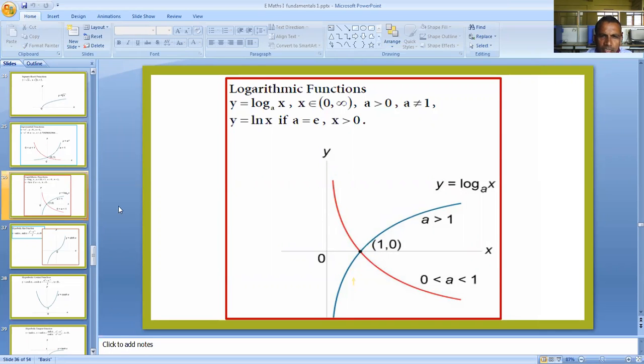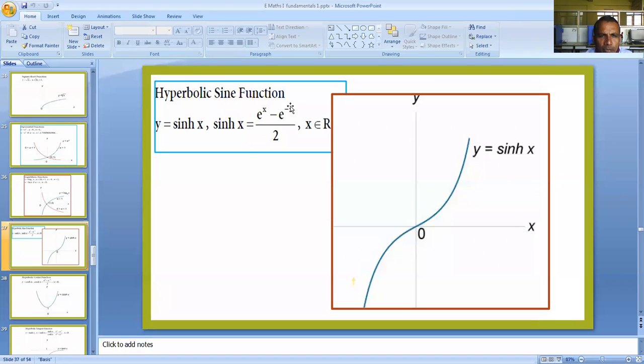Next is the hyperbolic sine function. In Euler's formulae, e raised to x is cos x plus sin x and e raised to minus x is cos x minus sin x. Sin and cos here mean hyperbolic functions. Here you have to study the graph of the sine hyperbolic function.